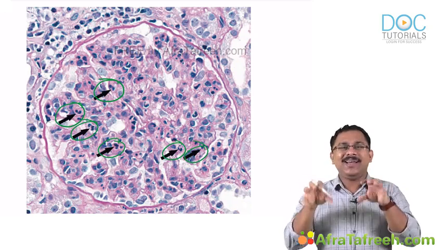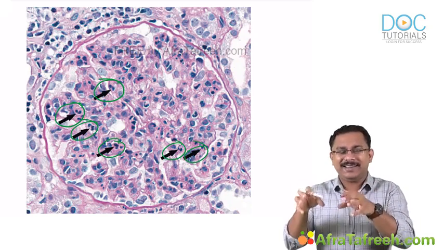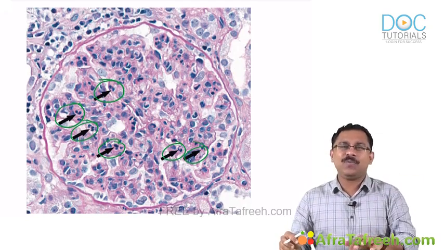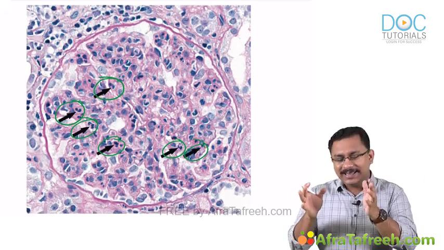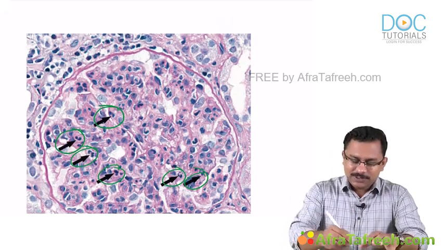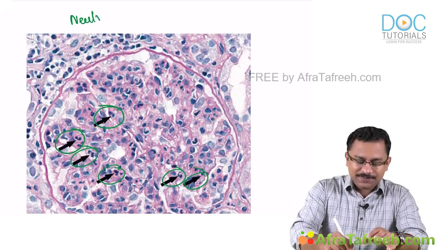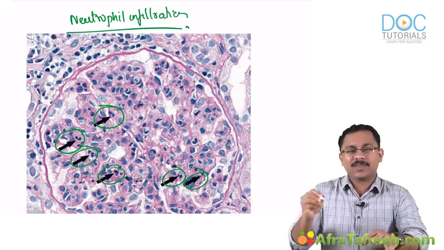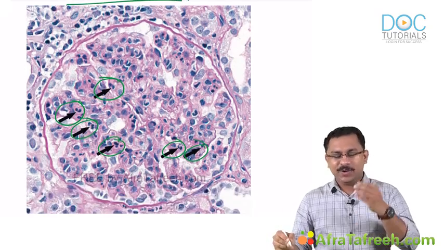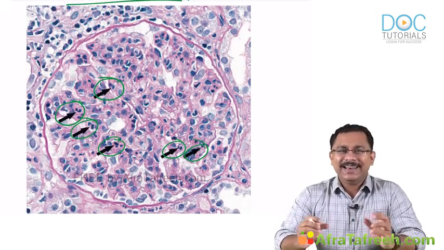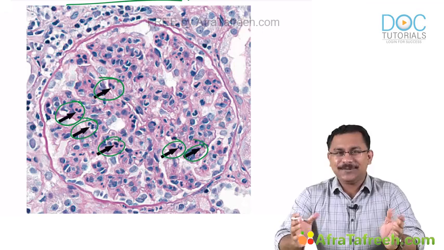This is a high power view for better visualization, which cannot be appreciated in the low power view. Here you can see that there are lots of neutrophils, it is studded with neutrophils. So this is the neutrophil infiltration that you have in IRGN, infection related glomerulonephritis. So I hope you are clear regarding the light microscopy findings in case of IRGN.